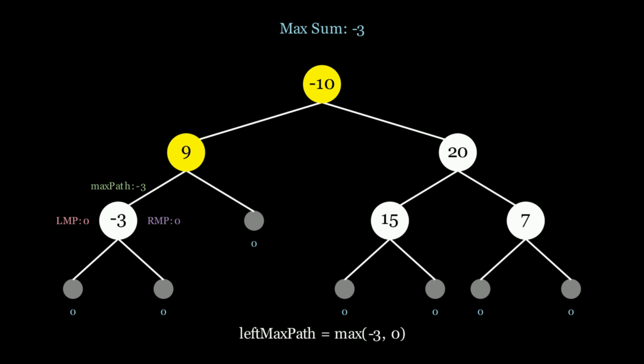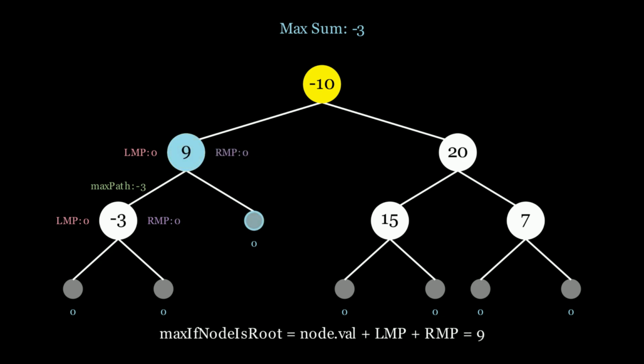But remember we said, should we ever take a negative maximum path? Never, because it's going to reduce the sum, right? So in this case, the maximum between -3 and 0 is 0. So for node 9, the left max path is going to be 0. We're not going to take a -3. It's not beneficial. Now at node 9, we calculate the right max path. In this case, it's the null base case, which is 0. So the right max path is going to be 0 at node 9.